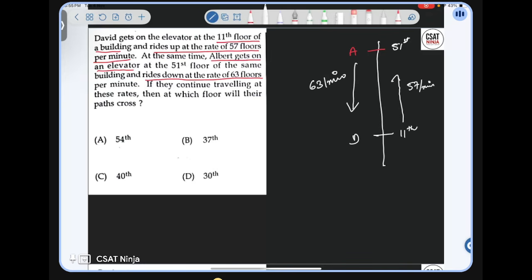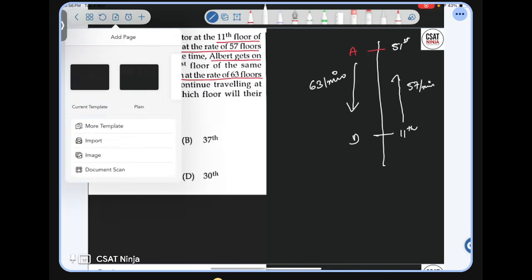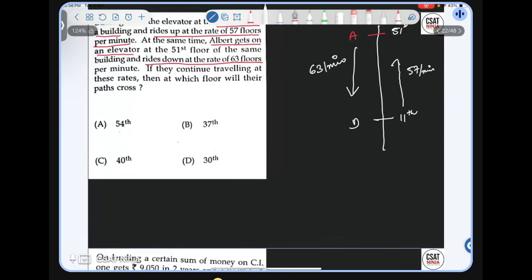If they continue traveling at the same rate, then at which floor will their paths cross? So if Albert is traveling down like this, and if David is traveling up, obviously they will meet at a certain point, and we are asked to find at which floor will they meet. So it's a very lengthy question, or a little bit tricky question. I'll try to make it a bit simple. If you can follow me with that, that will be a good thing.